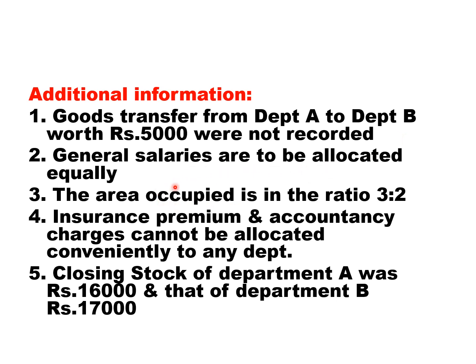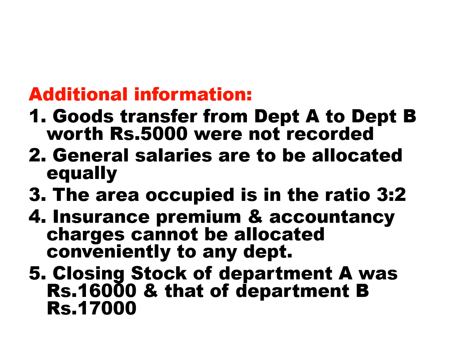General salaries are to be allocated equally. The area occupied is in the ratio of 3:2. That means rent to be distributed in 3:2. Insurance premium and accountancy charges cannot be allocated conveniently to any department, so to be taken to general PL account. When any expenses cannot be distributed conveniently, it's advisable to transfer to general PL account. The closing stock of Department A was 16,000 and that of Department B is 17,000.